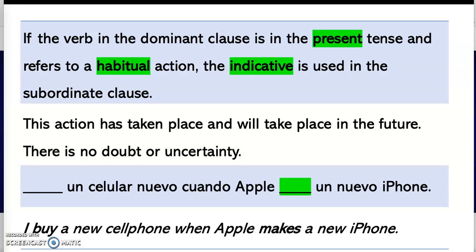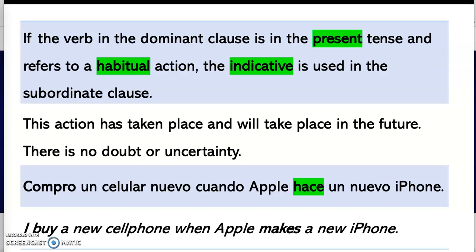Here's our sentence. I buy a new cell phone when Apple makes a new iPhone. I evidently don't like money. So I'm going to be using the present tense in both blanks. Compro un celular nuevo cuando Apple hace un nuevo iPhone.